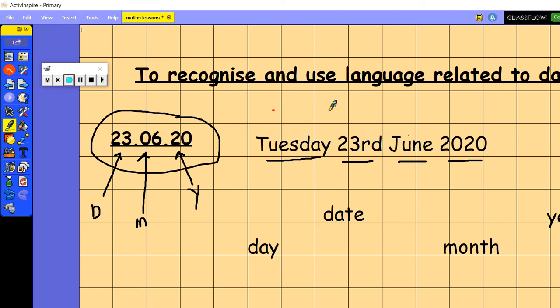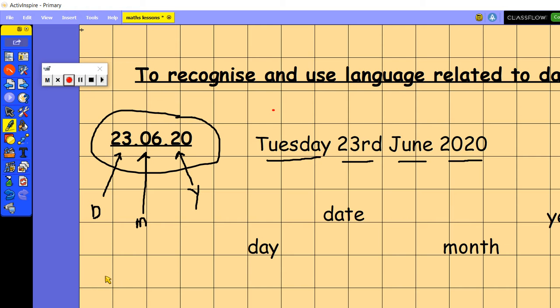It does tell us it's the 6th month, because if we count through the months and you count on your fingers, we have got January, February, March, April, May, and June. June is the 6th month, which is why we write 6 in the middle. And then we know it's 2020, so that is why we've got this as the year.